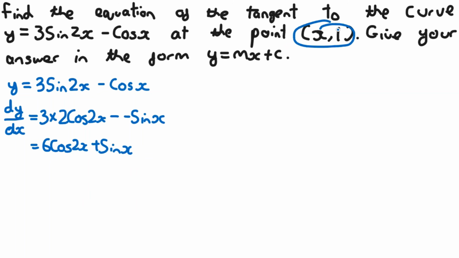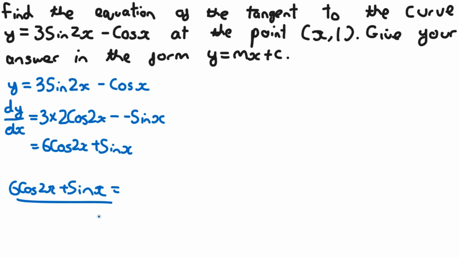We need to know the gradient at the point pi, 1, and we can do this because we know the x coordinate is pi, so we can sub in x for pi. So this is going to be 6 cos of 2 pi plus sin of pi. If you put this into a calculator or figure it out, remember that when you're plugging values into dy over dx, you have to use radians, you can't use degrees. So use radians for this, and this is equal to 6. So therefore the gradient at this point is 6, and therefore the gradient of the tangent is also 6.